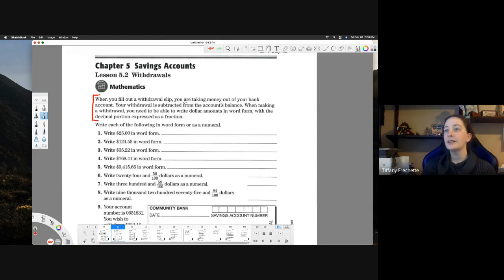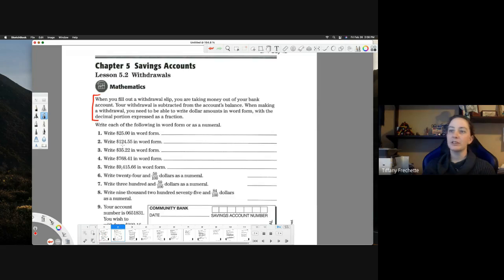So when you fill out a withdrawal slip, you're taking money out of your bank account. Your withdrawal is subtracted from the account's balance. When you make a withdrawal, you need to be able to write dollar amounts in word form with the decimal portion expressed as a fraction. So the first 5 here, they're having you write each of the following in word form. Then number 8 is as a numeral. So write $25 in word form, write $124.55 in word form, and so on.